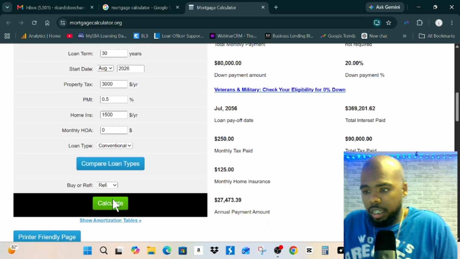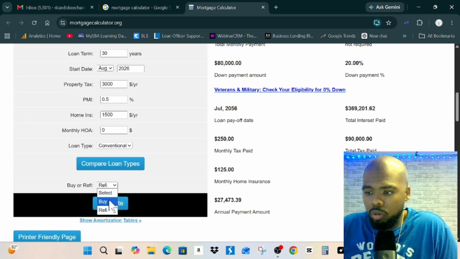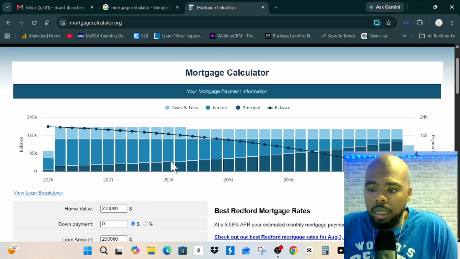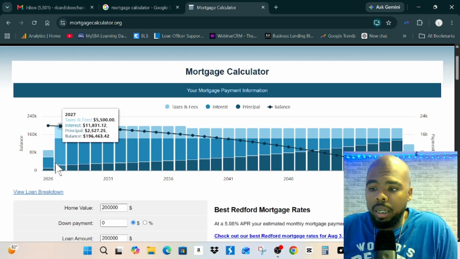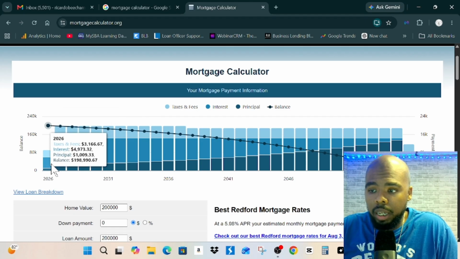So scroll down here. We're going to switch this over to buy. Then we're going to calculate. As we're looking at this, it's giving you the entire breakdown, year by year, of what you're going to be paying. Now, don't have sticker shock on the front end.